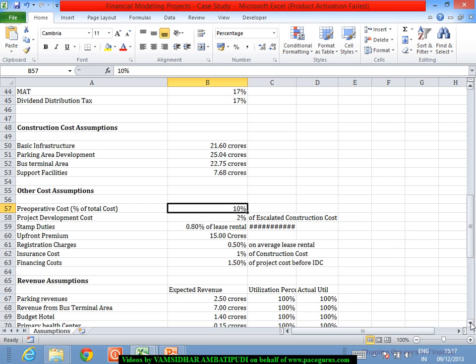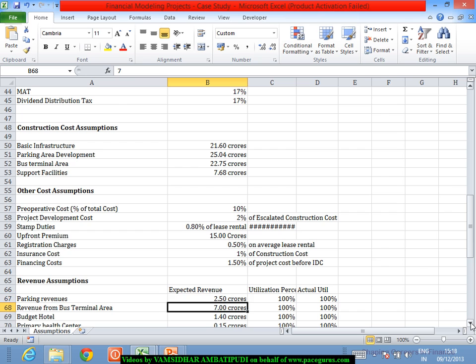Similarly, we have registration charges, in this case talking about 0.5% of the average lease rentals. We are talking about the insurance costs as well as financing costs for the period. All these things are going as a part of our cost assumption. So I have to take all these things as a part of my construction costs for the typical project.